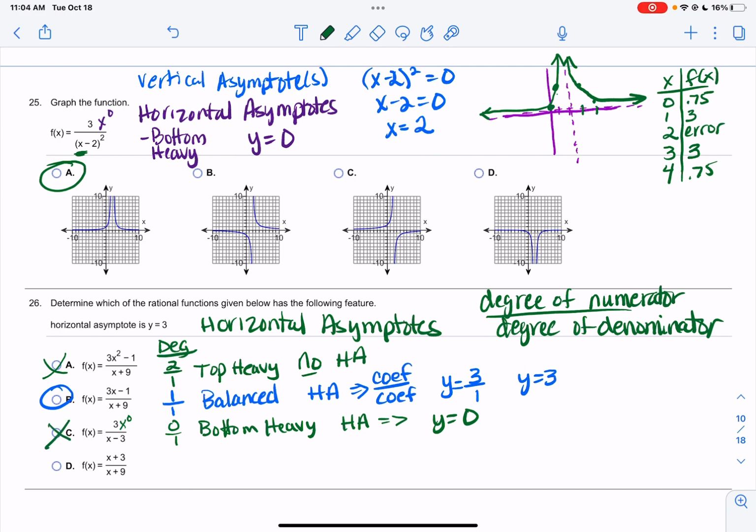In choice D, the degree of the numerator is 1 and the degree of the denominator is 1. So we're looking at the degree here to determine if it's top heavy, bottom heavy, or balanced. This one is also balanced. So again, to find the horizontal asymptote, we look at the leading coefficients. The leading coefficient in the numerator is 1 and the leading coefficient in the denominator is 1. So y equals 1 would be the horizontal asymptote. So we can eliminate that as our choice. Choice B is the answer.